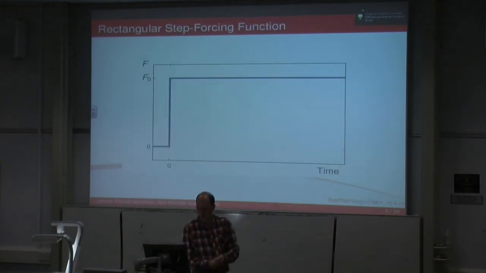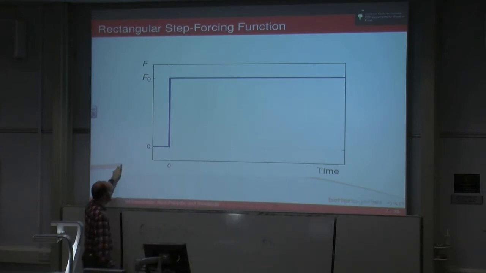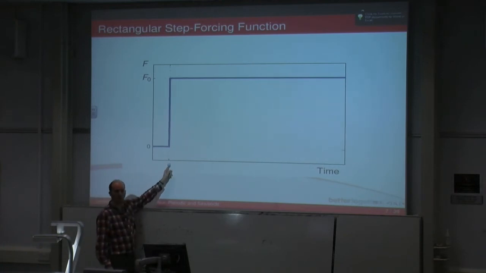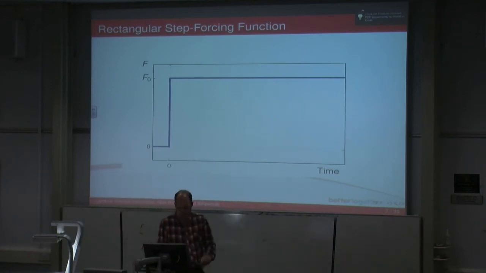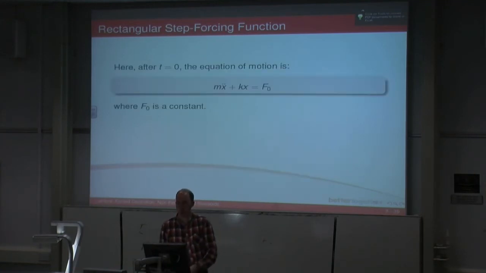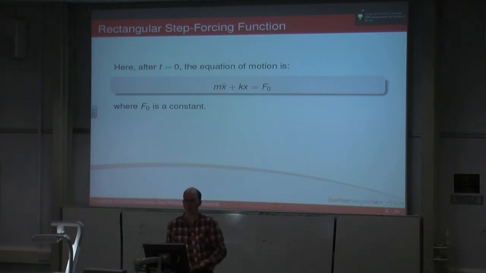So the first function that we're going to deal with is a rectangular step forcing function. Okay? So as time increases, at time equals 0, we apply a constant force of F0. And then obviously as time goes off to infinity, we keep applying that force. So, the equation of motion. Like I said, we're dealing with undamped systems to start with. We'll deal with damping later on. We have m x double dot plus k x equals F0, F0 being a force which is a constant.